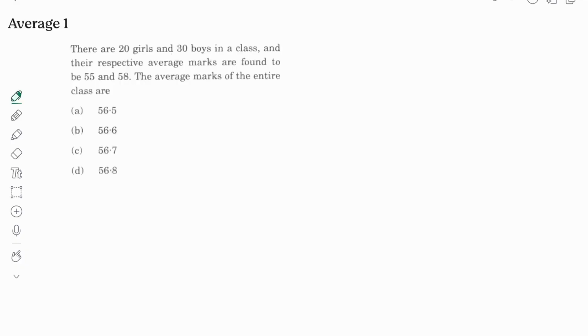So the first question reads like this: there are 20 girls and 30 boys in a class, and their respective average marks are found to be 55 and 58. The average marks of the entire class is what we want to calculate. So there are two groups. The first group is girls, which are 20 in number, and then there's another group called boys, which are 30 in number, right? So I'll adopt the first strategy in this case.